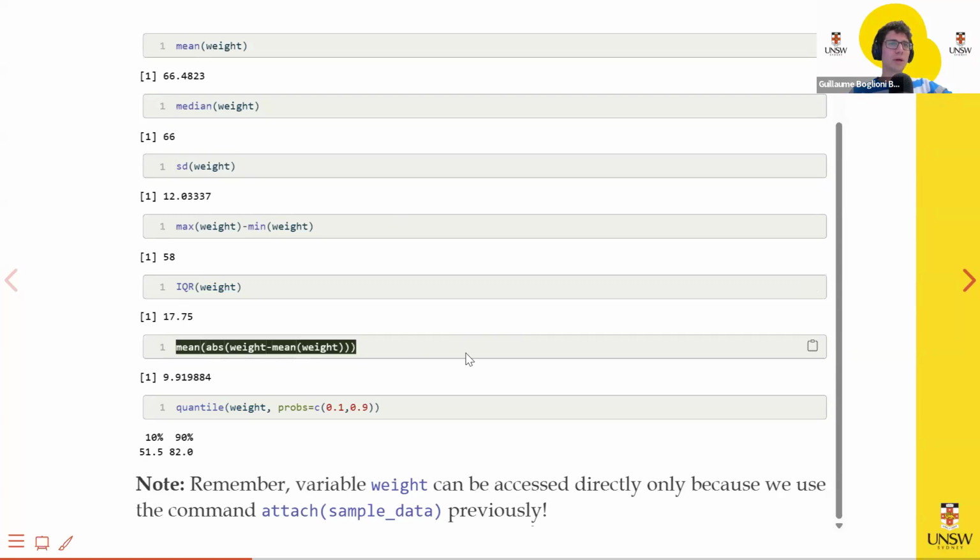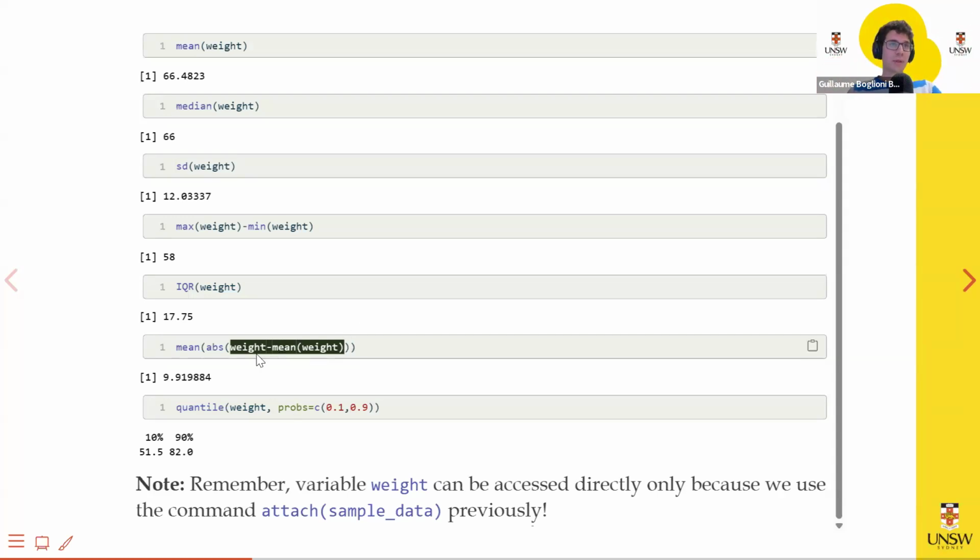Then here there's a bit more complex calculation. This would be the mean absolute difference. So the mean absolute difference, maybe we can explain the syntax. I take weight, which is a vector of numerical values. For every weight, I subtract the mean. So you see, this inside gives me every weight minus the average weight for everybody.